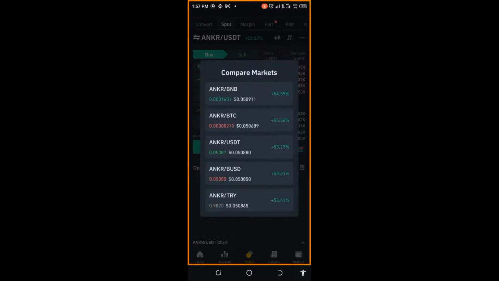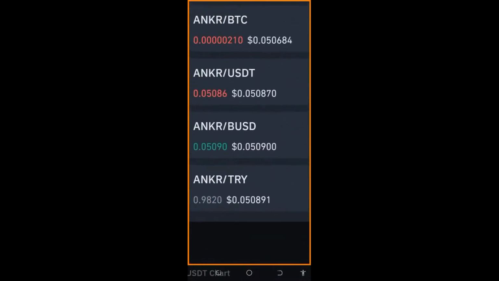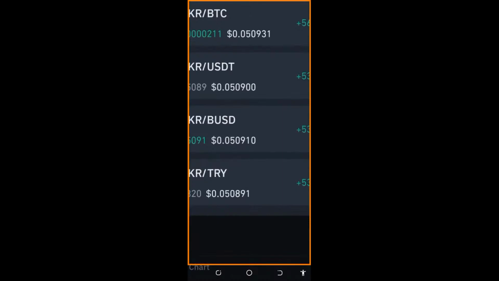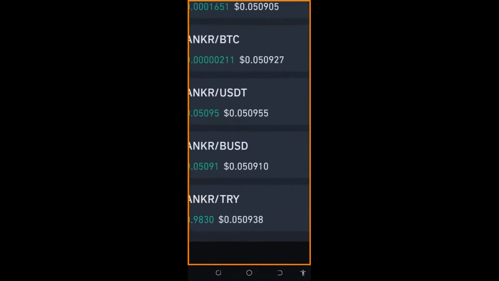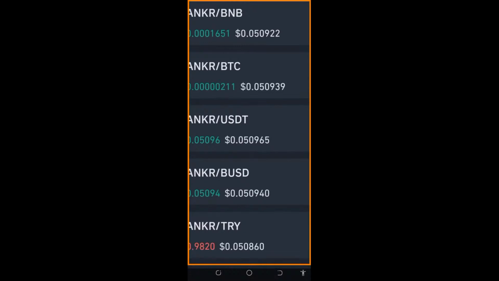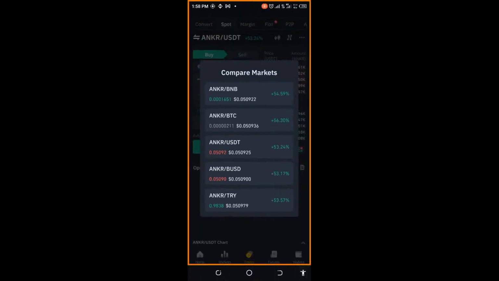Okay, today we're currently on ANKRUSDT. We're actually on the compare markets for ANKR coin, and we're looking at the opportunities that are there. So we're looking at the prices. I can see the prices are rapidly changing, and for a few moments I've been seeing it change up and down. So I'm just waiting for it to get to a very considerable range.